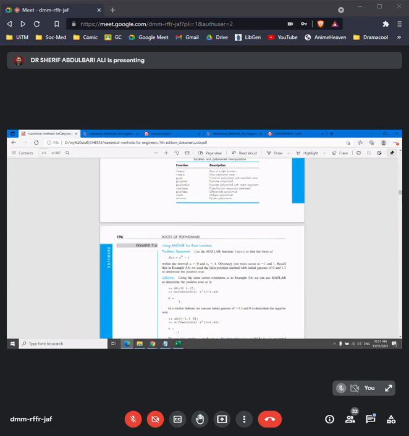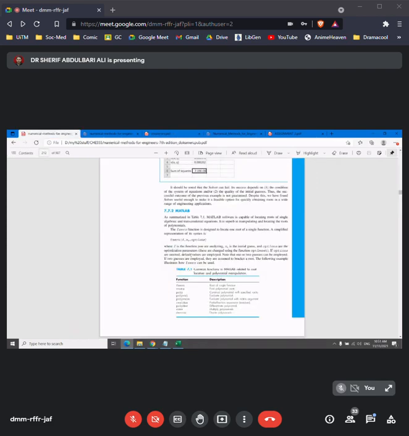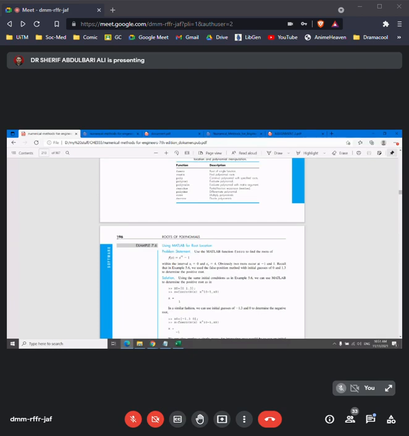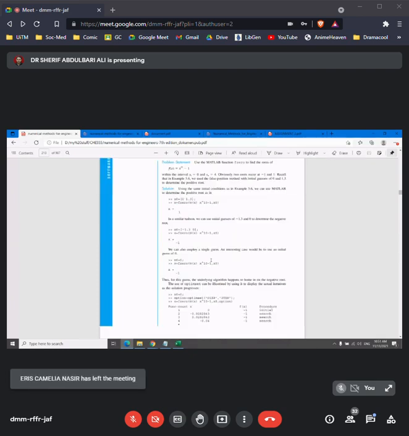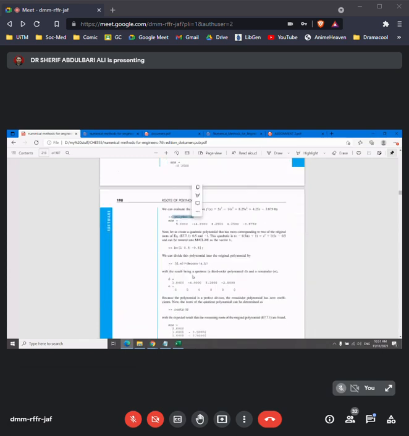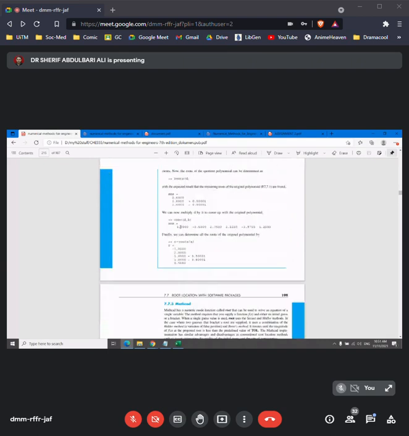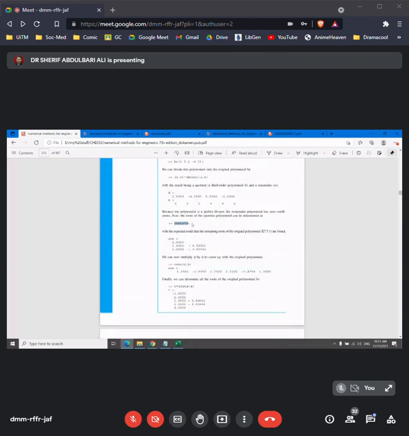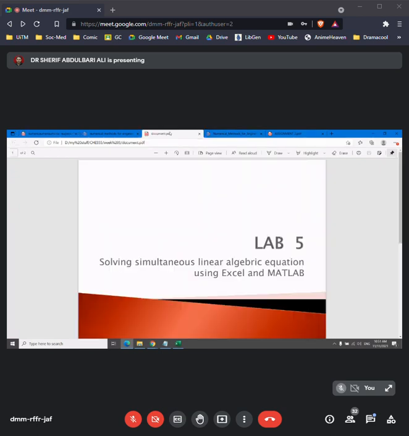As I told you, go to page 196 in your textbook. All these commands you are going to find in the textbook with examples. This is example 7.7. You can see polyder and all the commands, and this is how to find the roots of the polynomials. Okay, so now let's move to the lab on how to solve simultaneous linear algebraic equations.